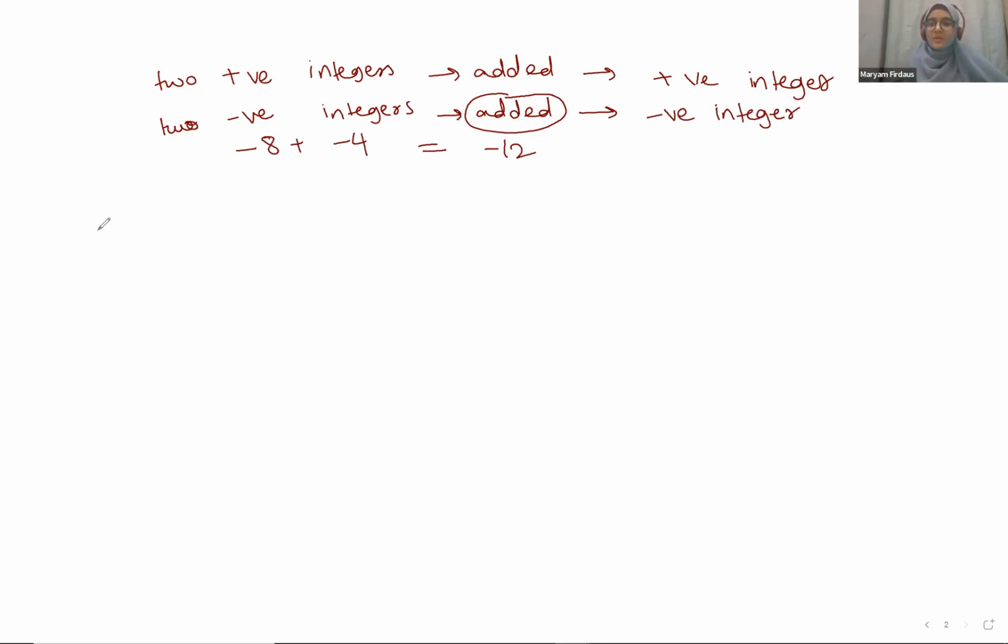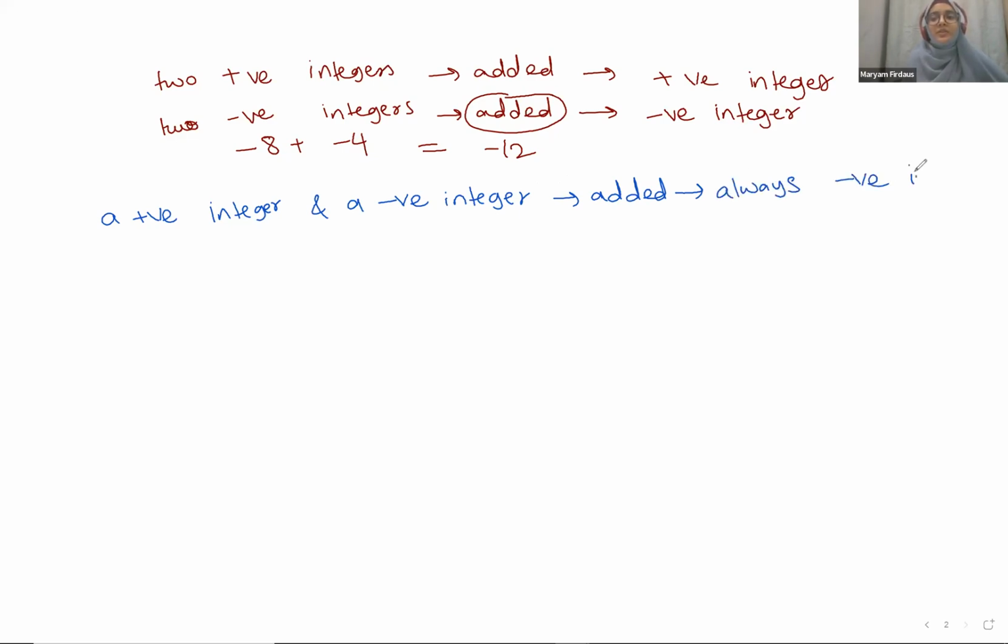Okay, now let's move on to some new statements that we didn't do in our previous lesson. So when a positive integer and a negative integer are added, okay, I'm going to write it over here. A positive integer and a negative integer, they are added. My statement is, and now you have to tell me if I'm right or wrong. When a positive integer and negative integer are added, we always get a negative integer. Is this true or false? It is true.